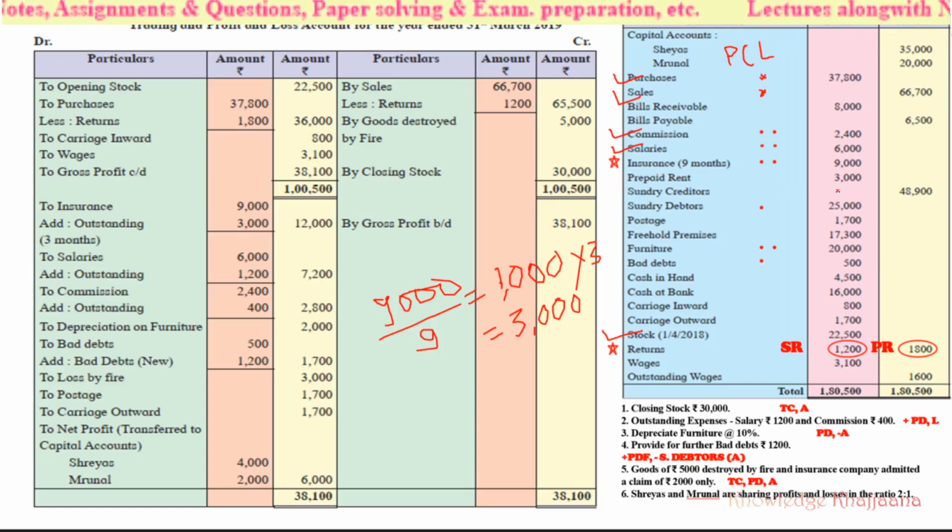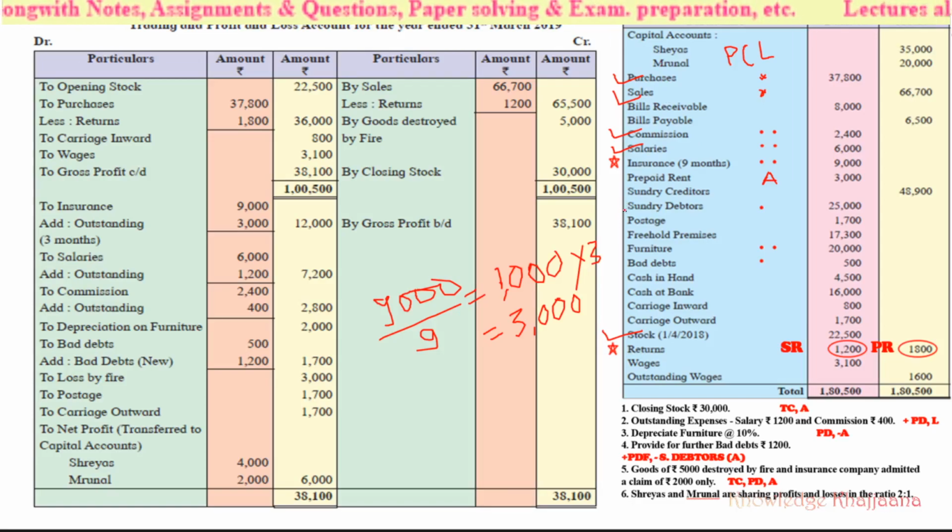Then prepaid rent. This rent has been prepaid of how much? Rupees 3,000. So what is it? It is an asset. Prepaid rent rupees 3,000 is an asset. Then sundry creditors, a liability, will go to the balance sheet. Sundry debtors, an asset, will go to the balance sheet.